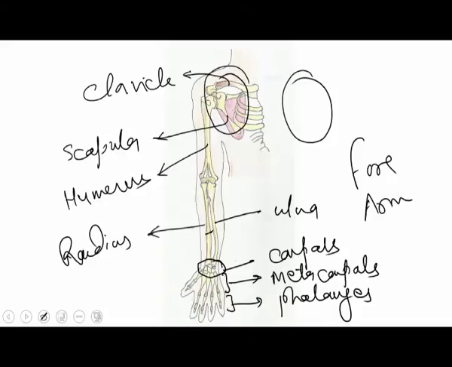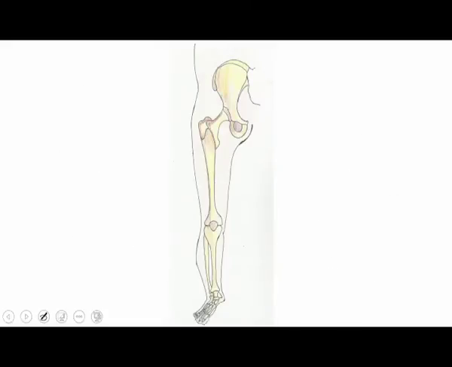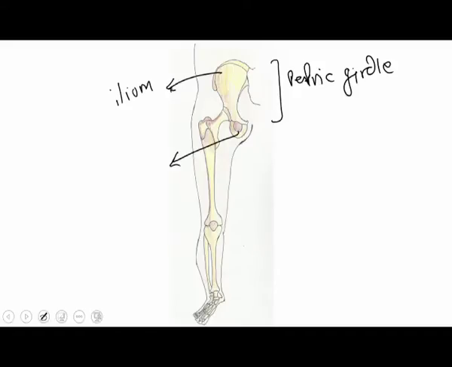So let's move on to our next, the bottom, and this area is what you call pelvic girdle. Now this pelvic girdle, here we have this bone which is called ilium. Then you have this bone called ischium, and then you have this area called pubis.